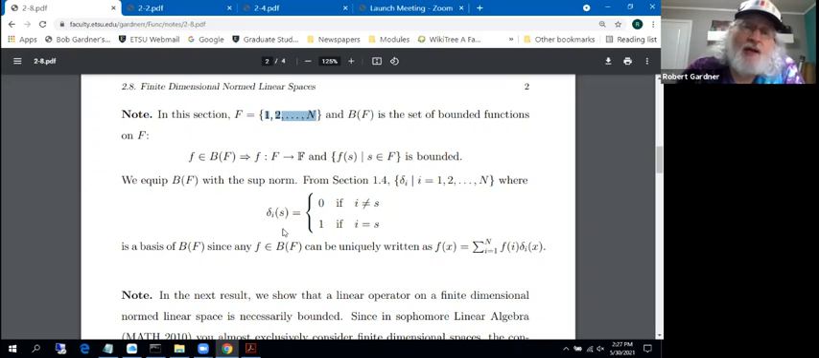The only time we get 1 out is when the index equals the input to the function, when those two parameters are the same. So it's very much an on-off switch in that sense. The claim is these delta sub i's are a basis of the bounded functions on set F. Since you take any f in B of F, it can be uniquely written as a sum from i equals 1 to capital N of f of i times delta sub i of x.